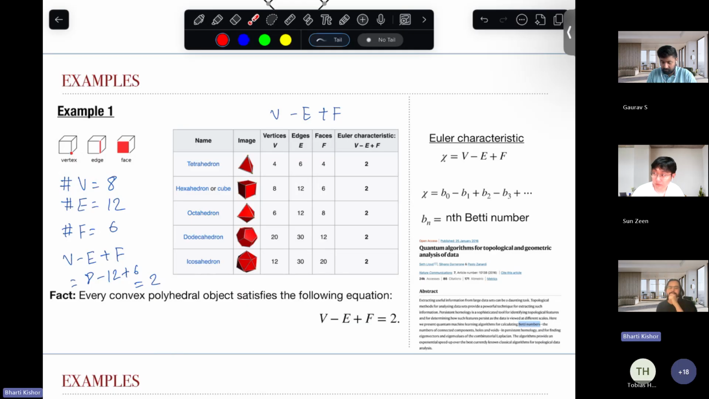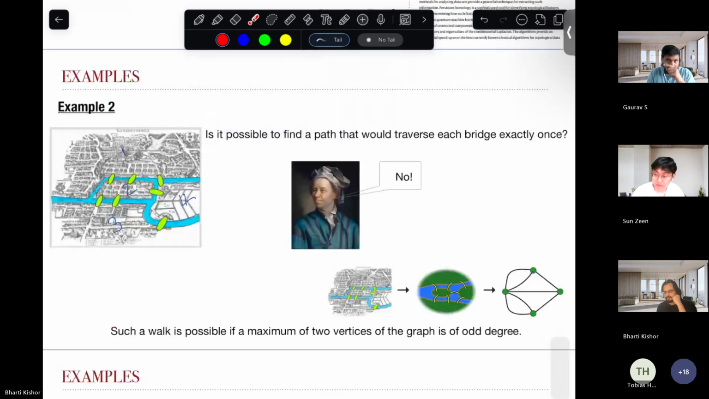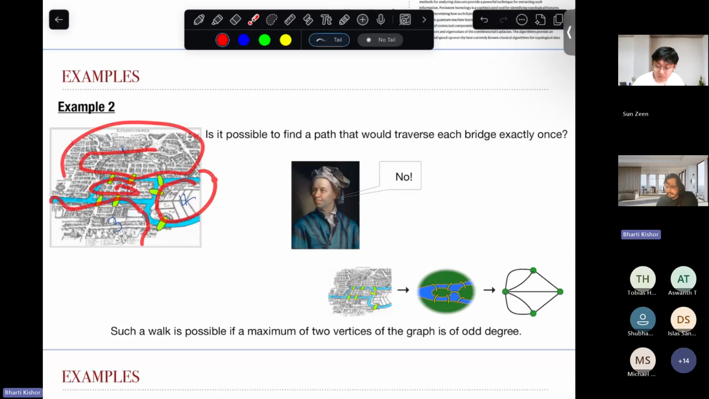So this is the first example. Now let's take another example. This is called the Bridges of Königsberg problem. You can find this on the internet, on Wikipedia also. You see that there are 7 bridges: 1, 2, 3, 4, 5, 6, 7. And there are 4 different cities. There are islands or disconnected pieces, and they are connected by bridges.